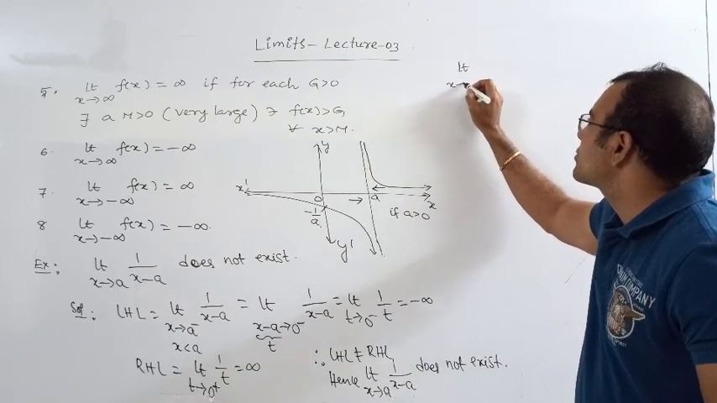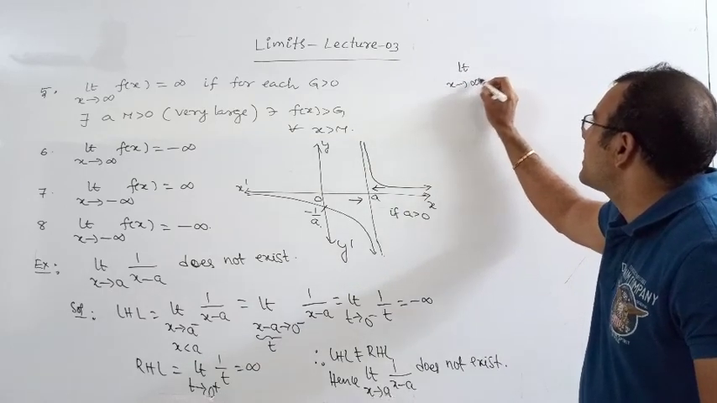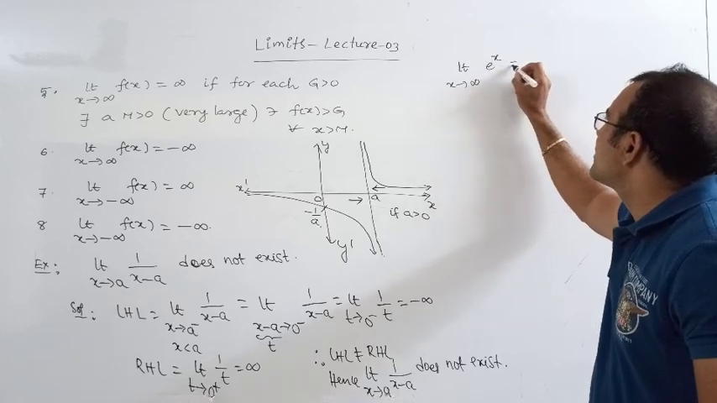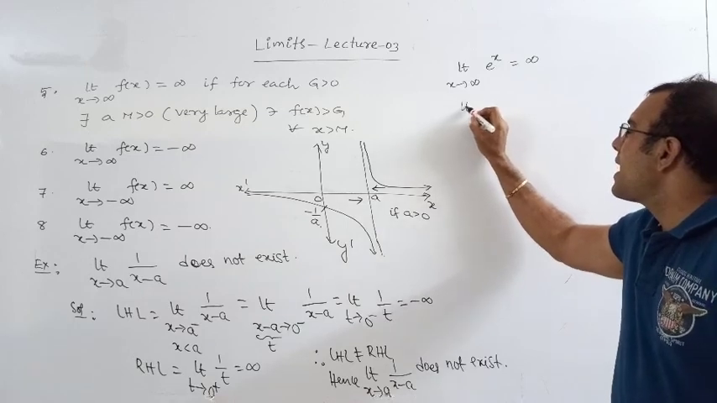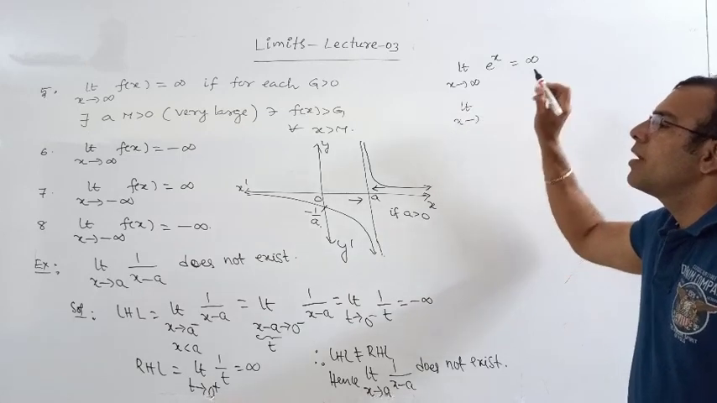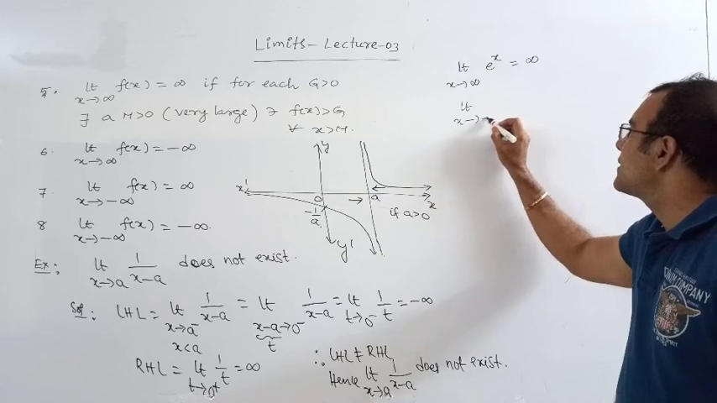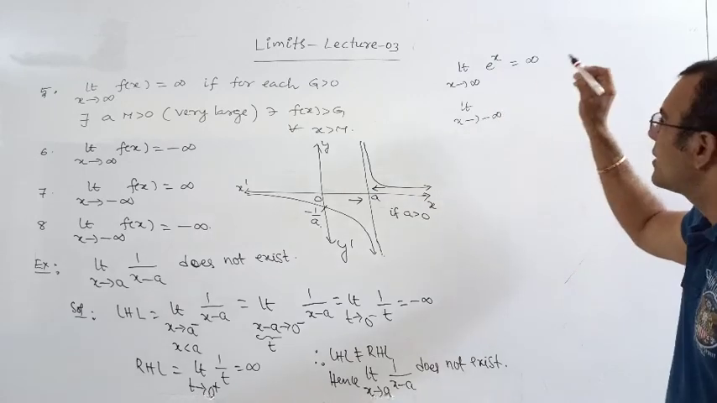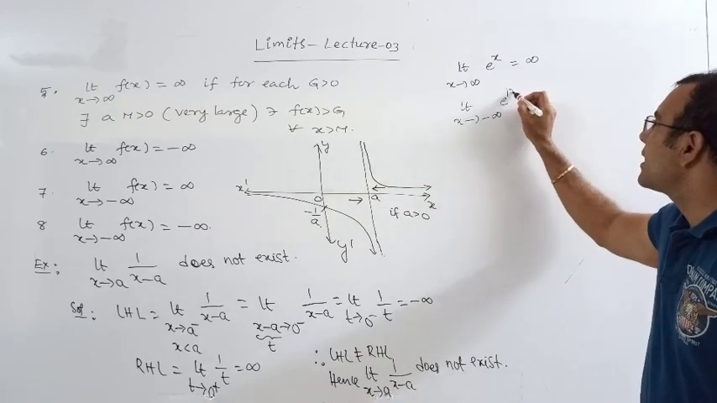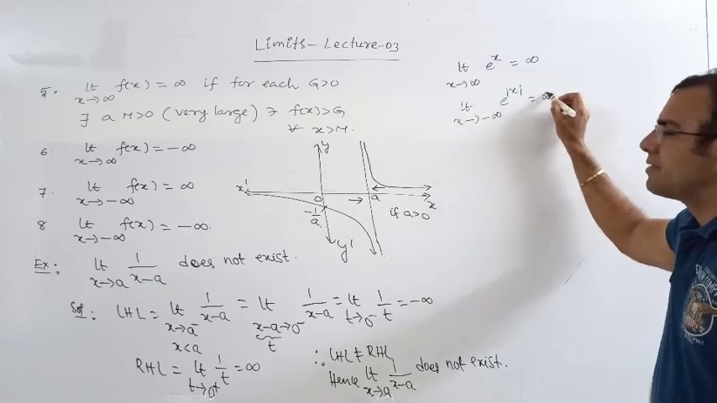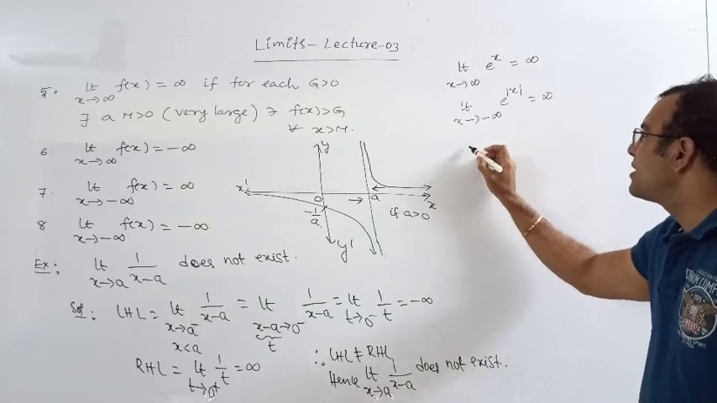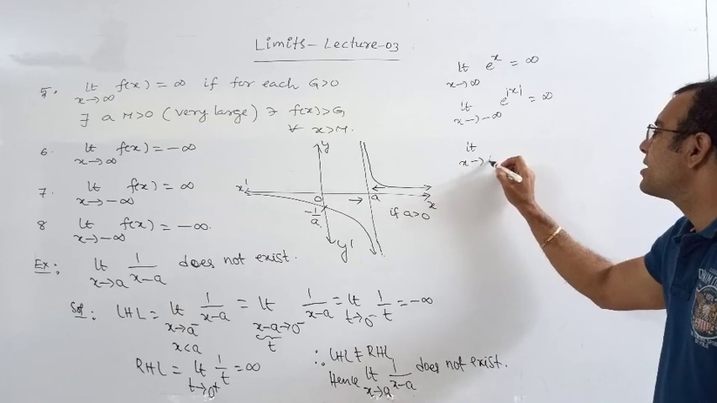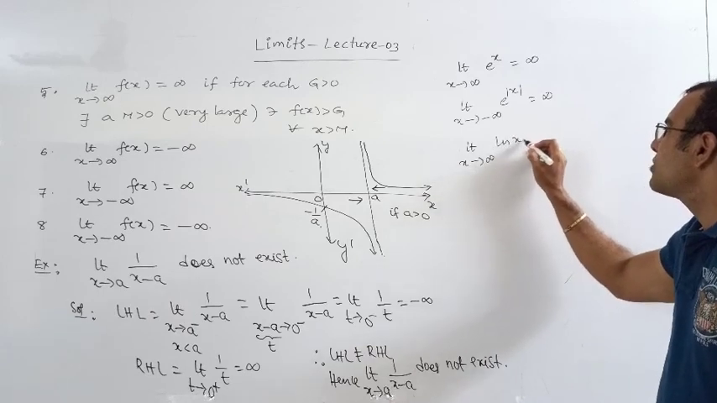Limit x tends to infinity, e to the power of x is also infinity. Limit x tends to minus infinity, e to the power of mod x is also infinity. Alright, I can give you that limit x tends to infinity, ln x tends to infinity.